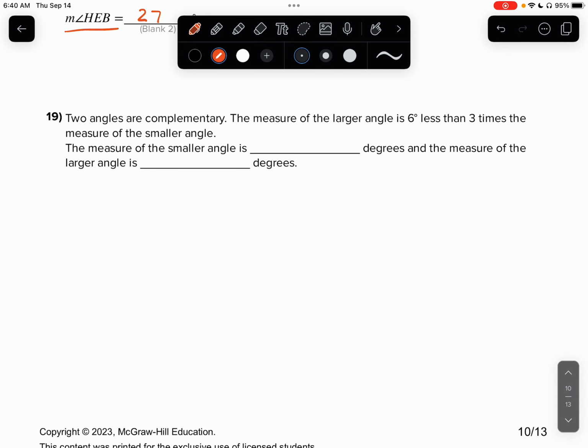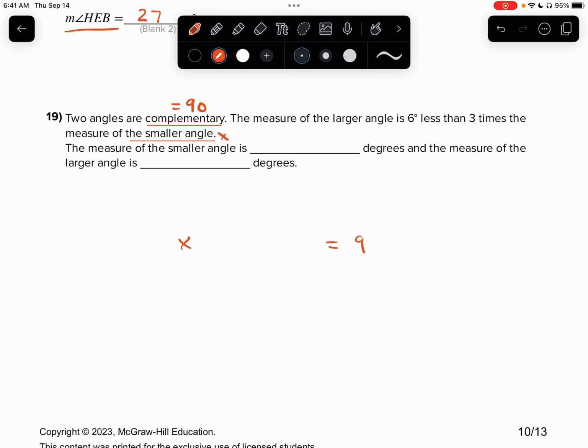So here we go. Two angles are complementary. So as I said, complementary means they equal 90 here. The measure of the larger angle is 6 less than 3 times the measure of the smaller angle. So we can do the same thing we did on the last one that was kind of like this. I think it was number like 3 or 4, something like that. So the smaller angle is going to be x.